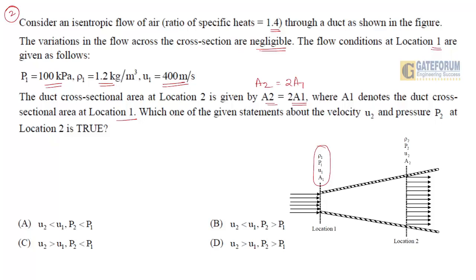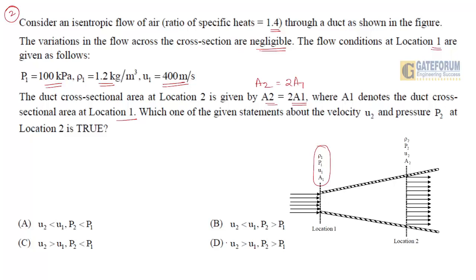Option A, U2 less than U1, P2 less than P1. Option B, U2 less than U1, P2 greater than P1. Option C, U2 greater than U1, P2 less than P1. Option D, U2 greater than U1, P2 greater than P1.